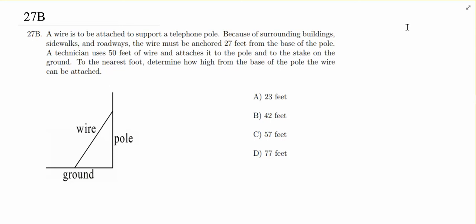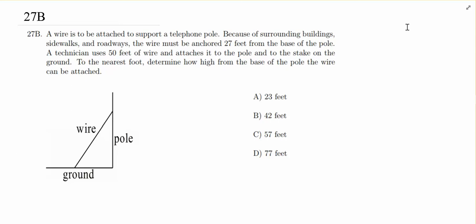We've got a wire needs to be attached to support a telephone pole, and because of surrounding buildings, sidewalks, and roadways, the wire must be anchored 27 feet from the base of the pole. A technician uses 50 feet of wire and attaches it to the pole and to the stake on the ground. Now, to the nearest foot, determine how high from the base of the pole the wire can be attached. So, we have 50 feet of wire.